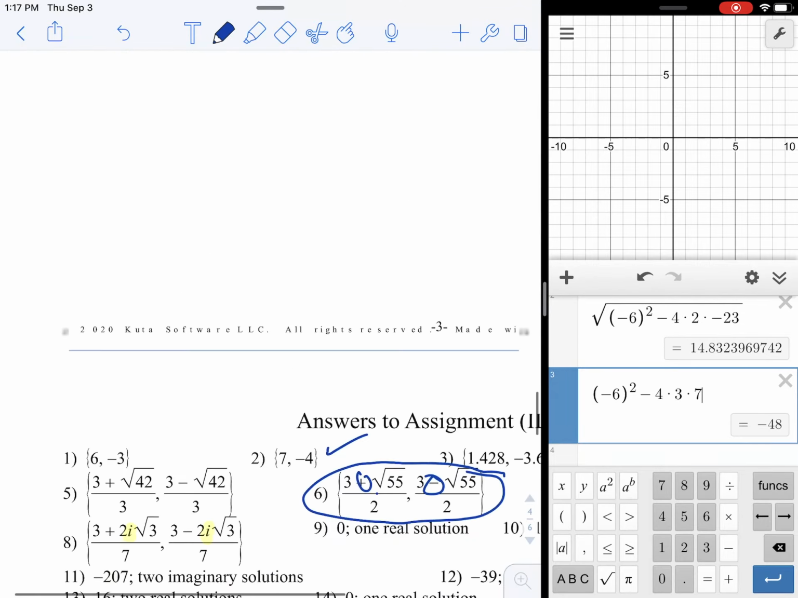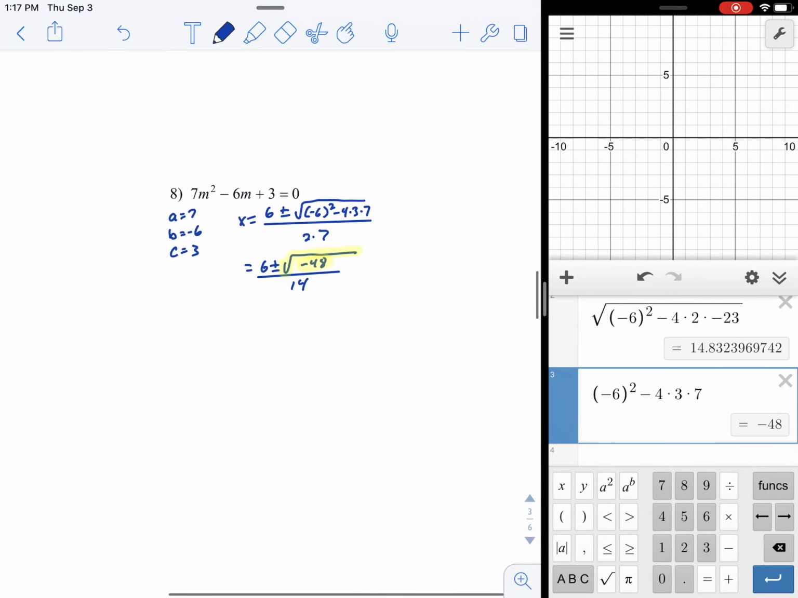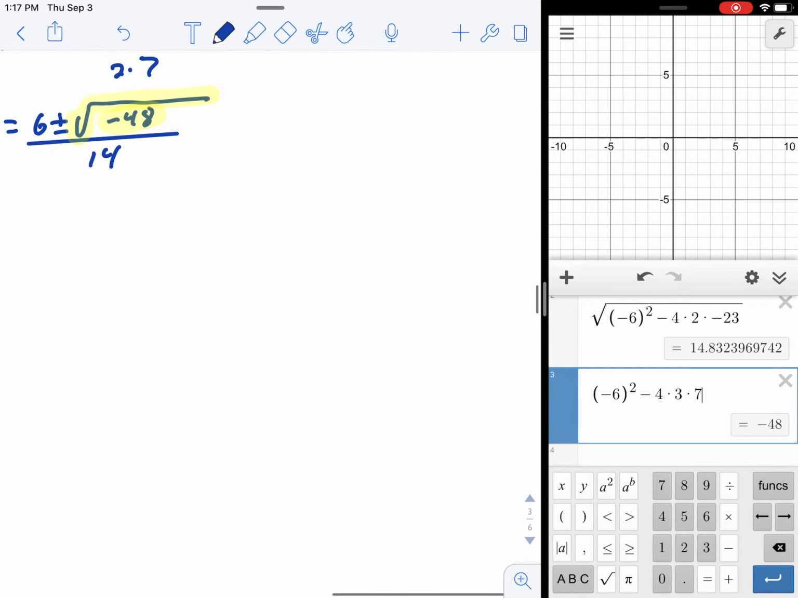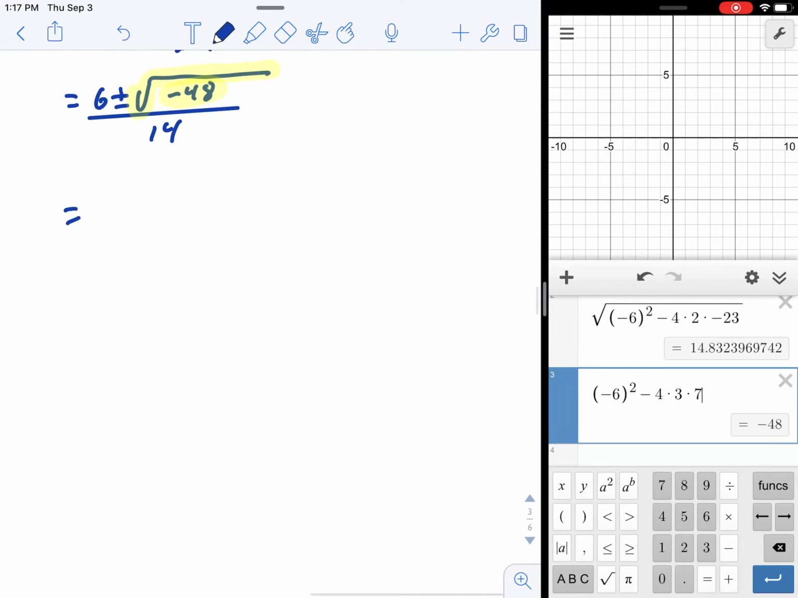So when you square root a negative number, like in number 8, we're going to end up with an imaginary answer. So it's going to be 6 plus or minus, and we know it's going to have an i in it. So anytime from this point forward, when you square root a negative, it's either going to be a no solution or it's going to be an imaginary solution.